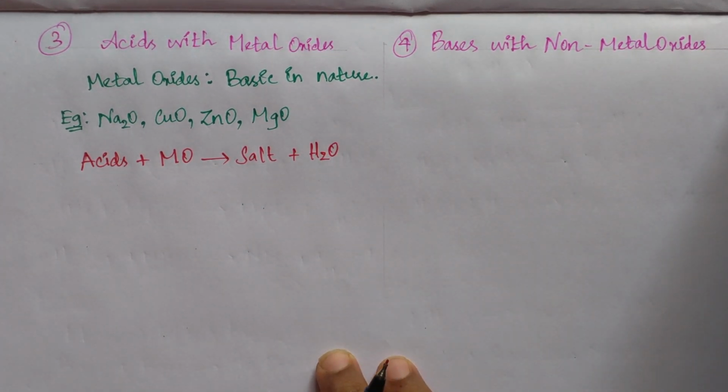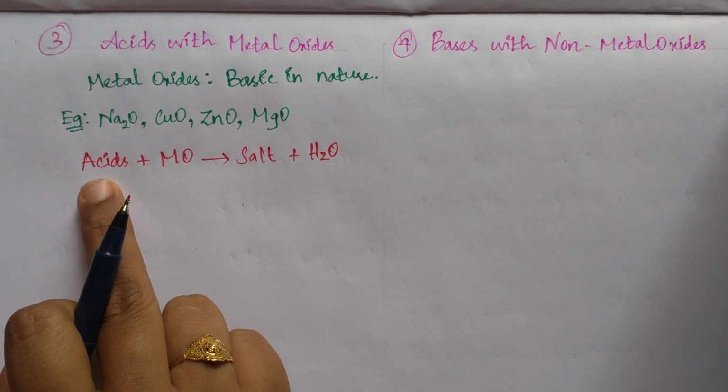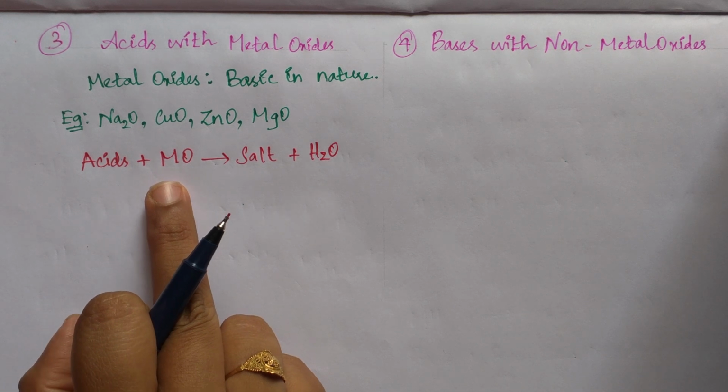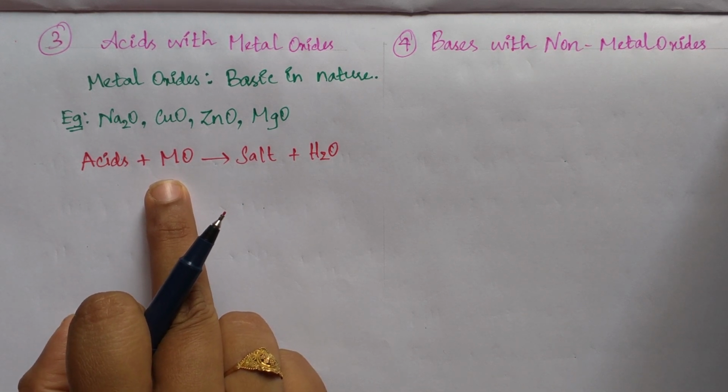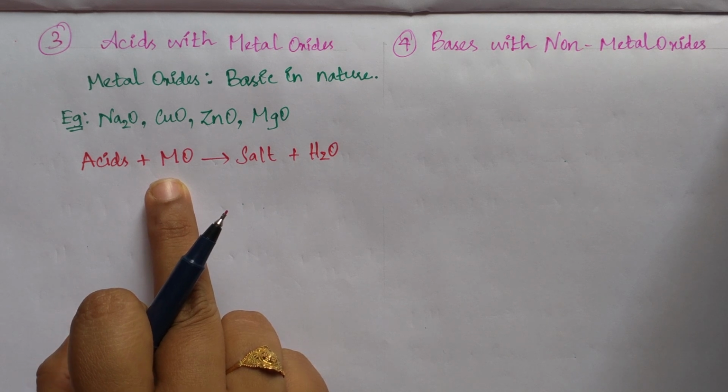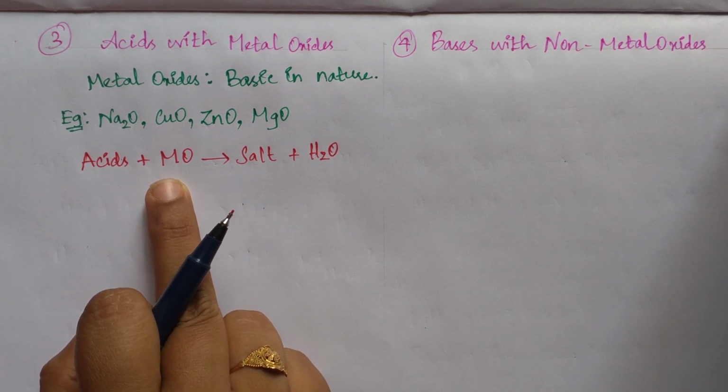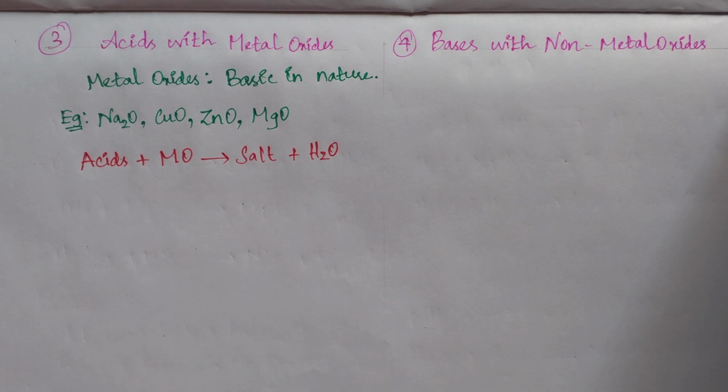Okay, students, so here when this reaction happens, it is a neutralization reaction. Neutralization reaction means acid plus base gives salt plus water. So here acid is there, but instead of base, metal oxide is there. So hence metal oxides act as a base. That's why we say metal oxides are basic in nature. That's why it forms salt and water.